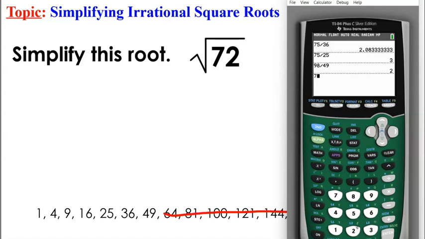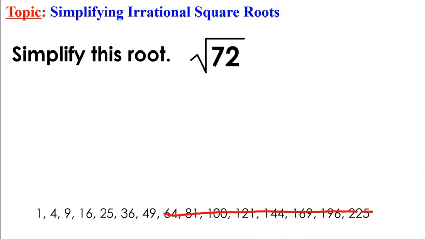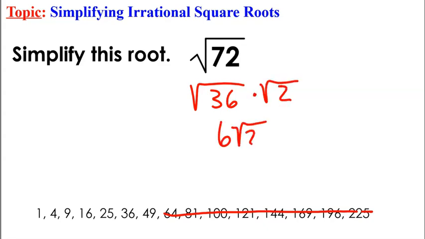And let's see, 72 divided by 49, decimal answer, not a factor. 72 divided by 36, that's a whole number factor. So the square root of 72 can be written as the square root of 36 times the square root of 2, which gives us 6 square roots of 2.